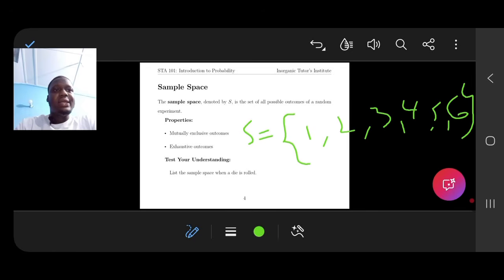And this is what they expect from you in an exam. So S is a set equal to 1, 2, 3, 4, 5, 6. Don't leave any outcome out, and make sure when one occurs, any other outcome cannot occur. So we move on to the next section of our lecture.